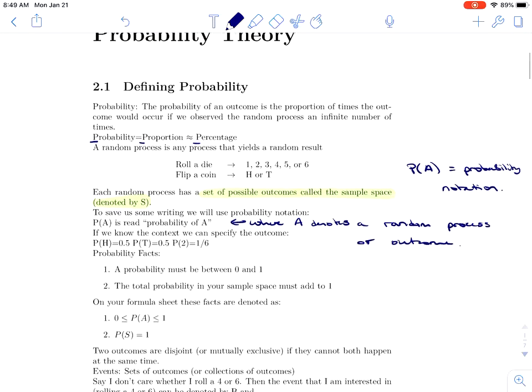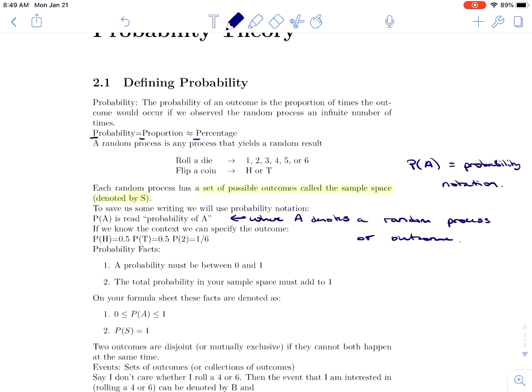So let's talk about some probability facts. A probability has to be between 0 and 1. Think about percentages. A percentage is between 0 and 100. A proportion is between 0 and 1, and so a probability is between 0 and 1. So that's just a fact. If it's not between 0 and 1, it's not a probability, or it's not a proportion.